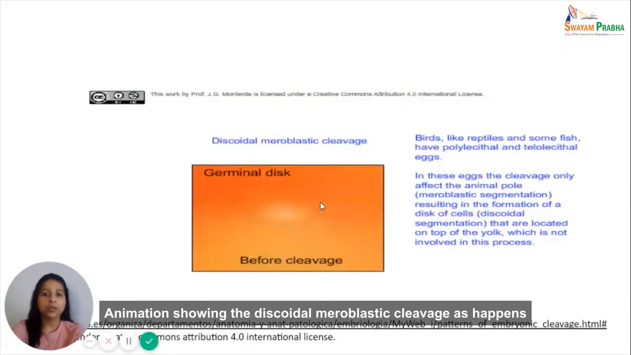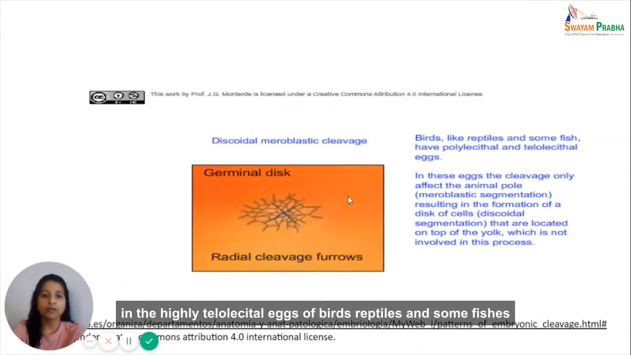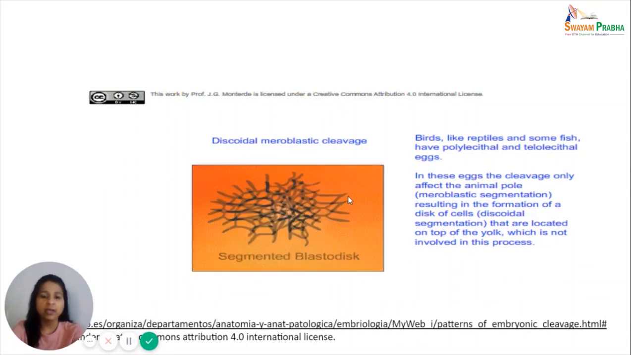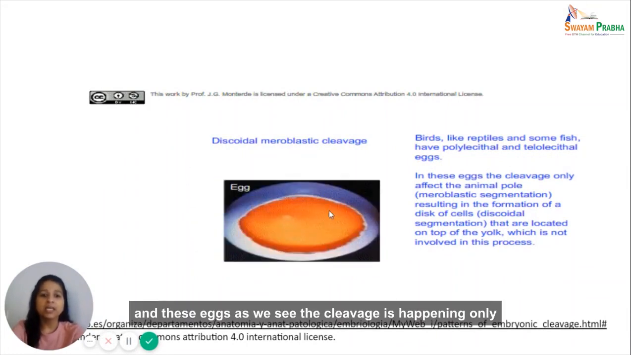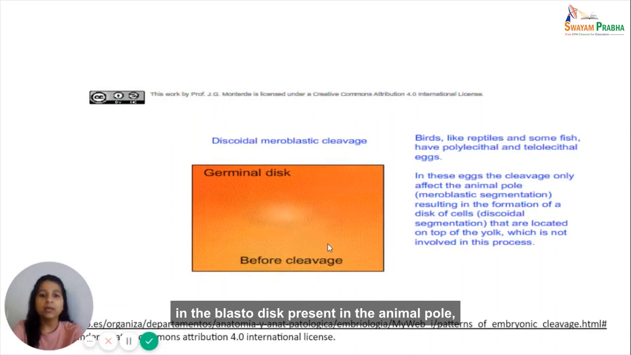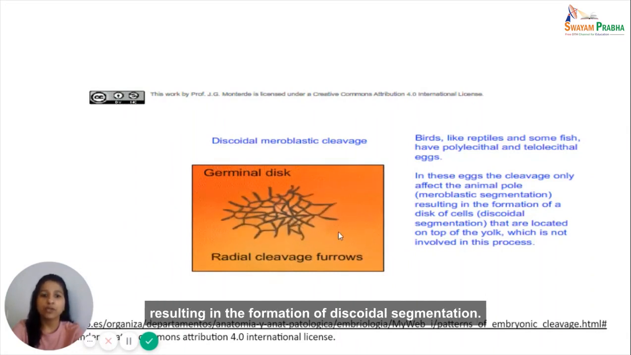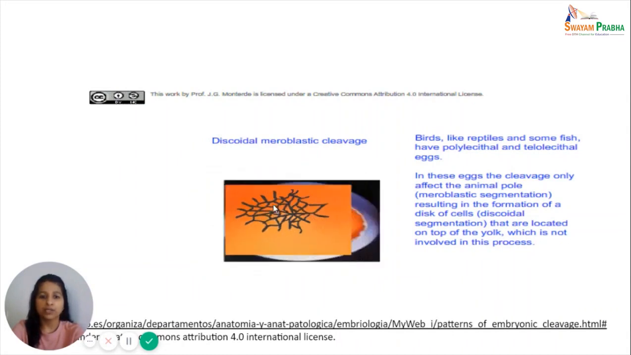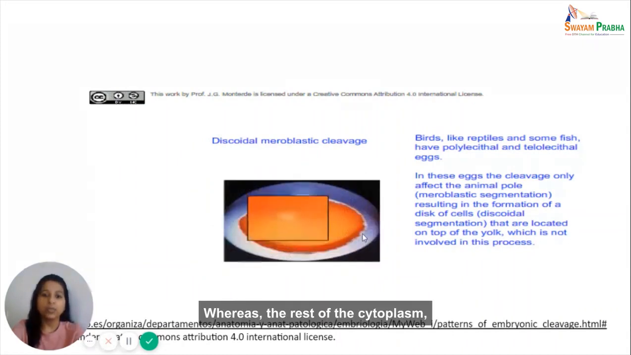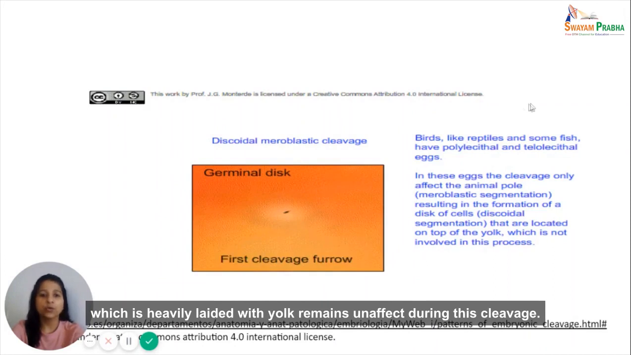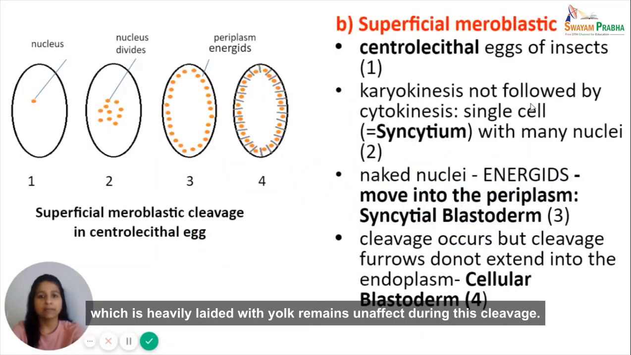Animation showing the discoidal meroblastic cleavage as happens in the highly telolecithal eggs of birds, reptiles, and some fishes. In these eggs, as we see, the cleavage is happening only in the blastodisc present in the animal pole, resulting in the formation of discoidal segmentation. Whereas the rest of the cytoplasm, which is heavily laden with yolk, remains unaffected during this cleavage.